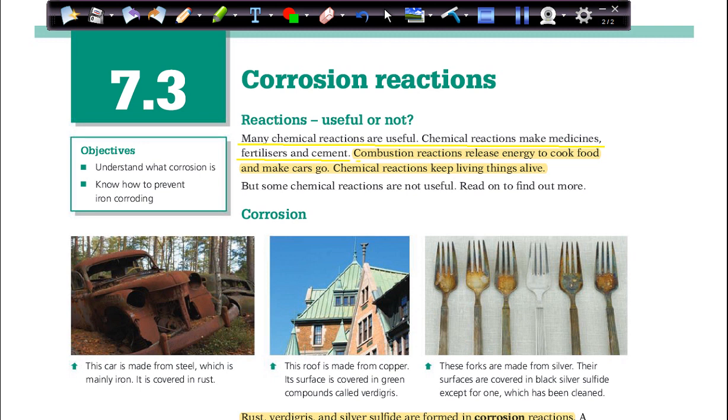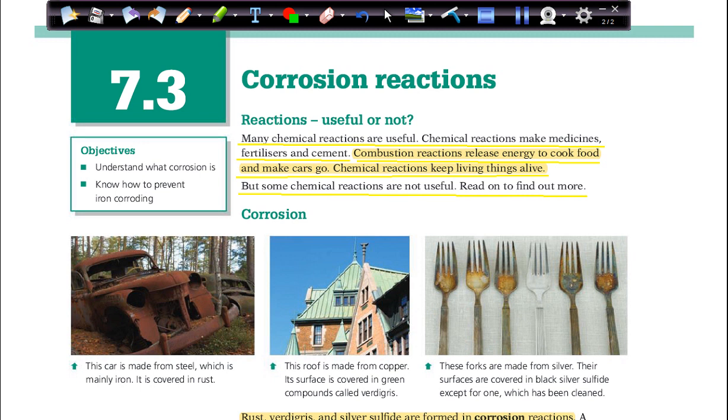Combustion reactions release energy to cook food and make cars go. Chemical reactions keep living things alive. We all know that inside the cells of living organisms, a reaction is taking place all the time. Without these reactions, the cells will not be alive. But some chemical reactions are not useful. Read on to find out more.